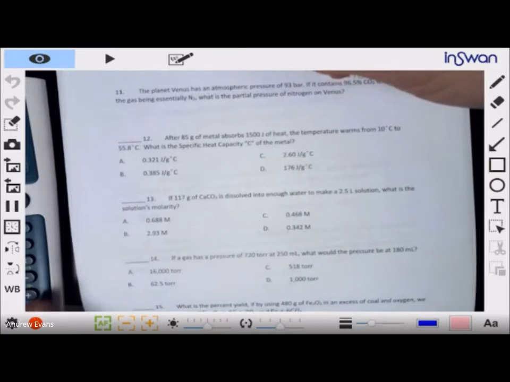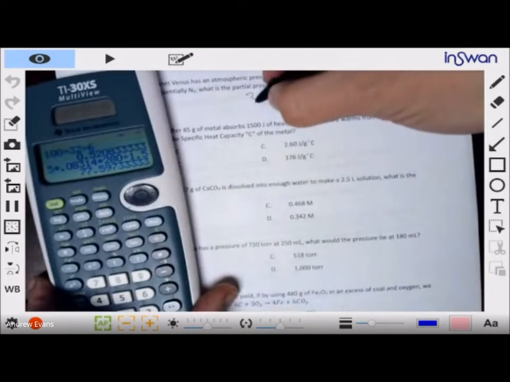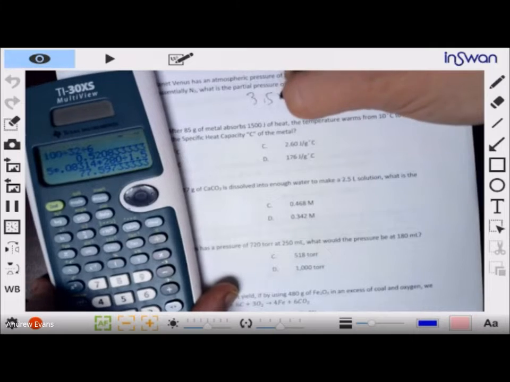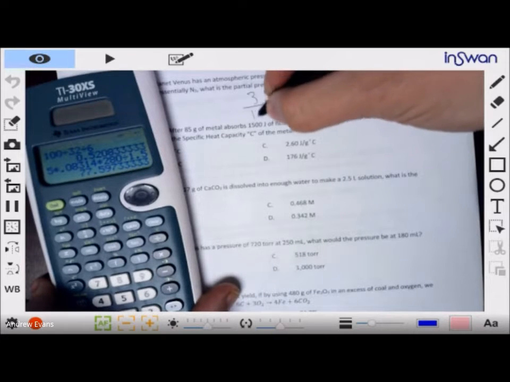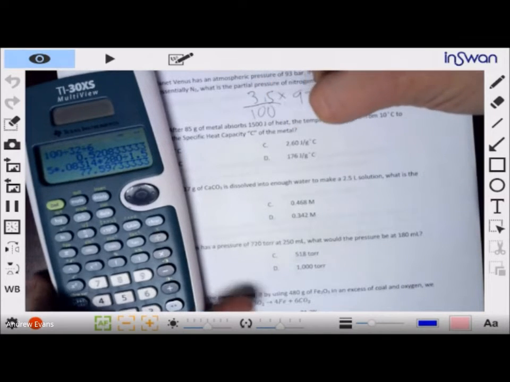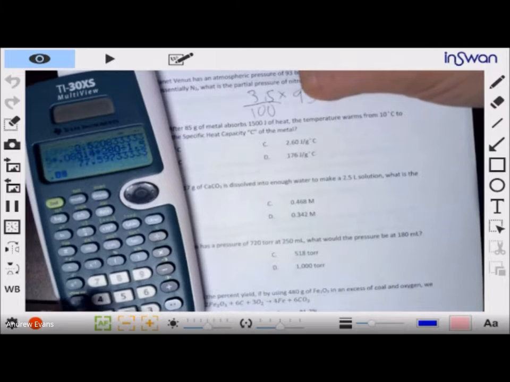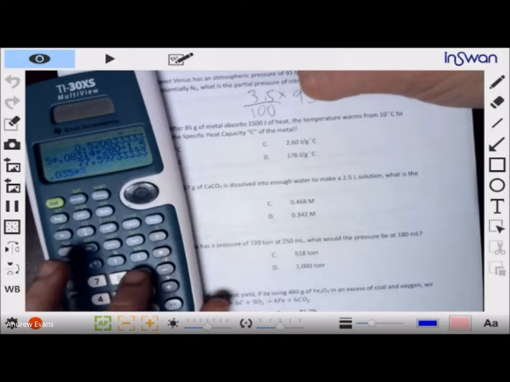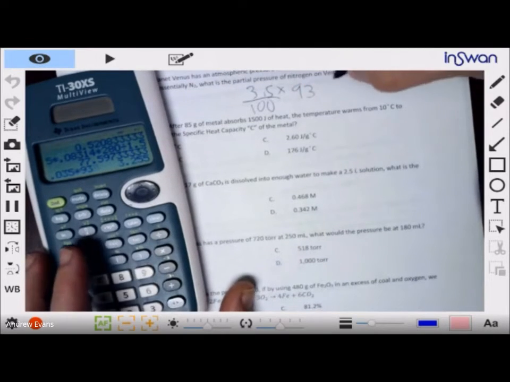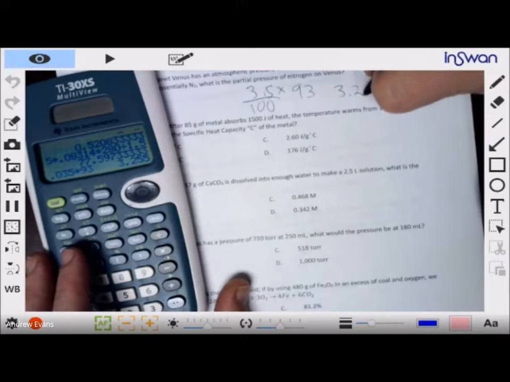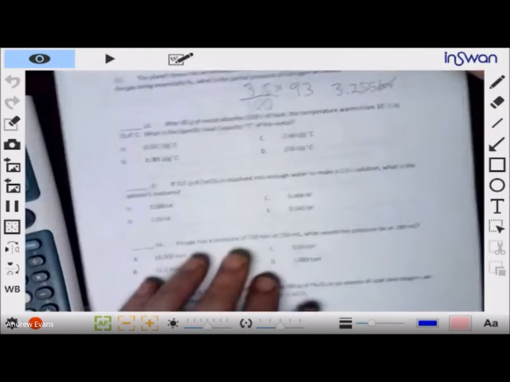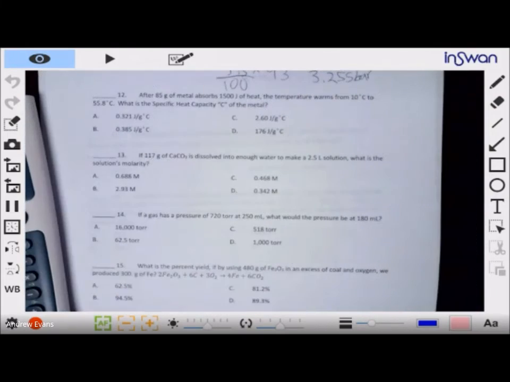Then you would take the 3.5 divided by 100 times your 93 to get your pressure. So 0.035 times 93, you would have about 3.255 bars of nitrogen pressure. Moving right along to number 12.